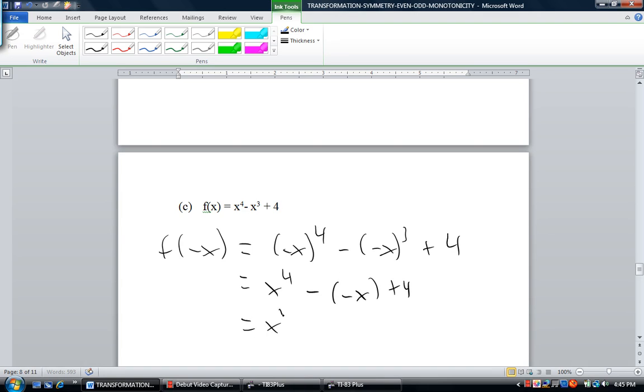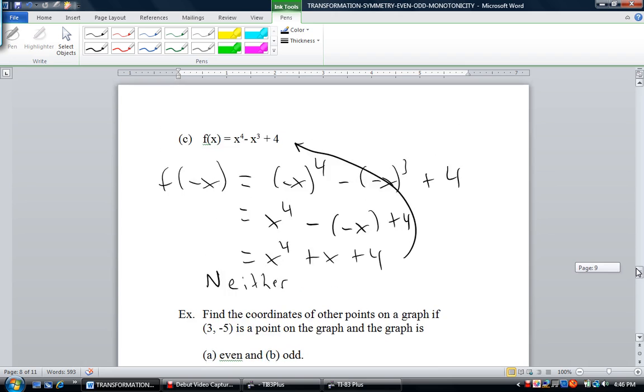So I still have x to the fourth. Negative times a negative is a positive x plus 4. Now, is that the same thing as what we started with? No, because of that middle sign, so it's not even. Is this the opposite of this? No, because the opposite of x to the fourth minus x cubed plus 4 would be negative x to the fourth plus x cubed minus 4, which this one definitely isn't. Since it's neither even nor odd, we call it a neither.